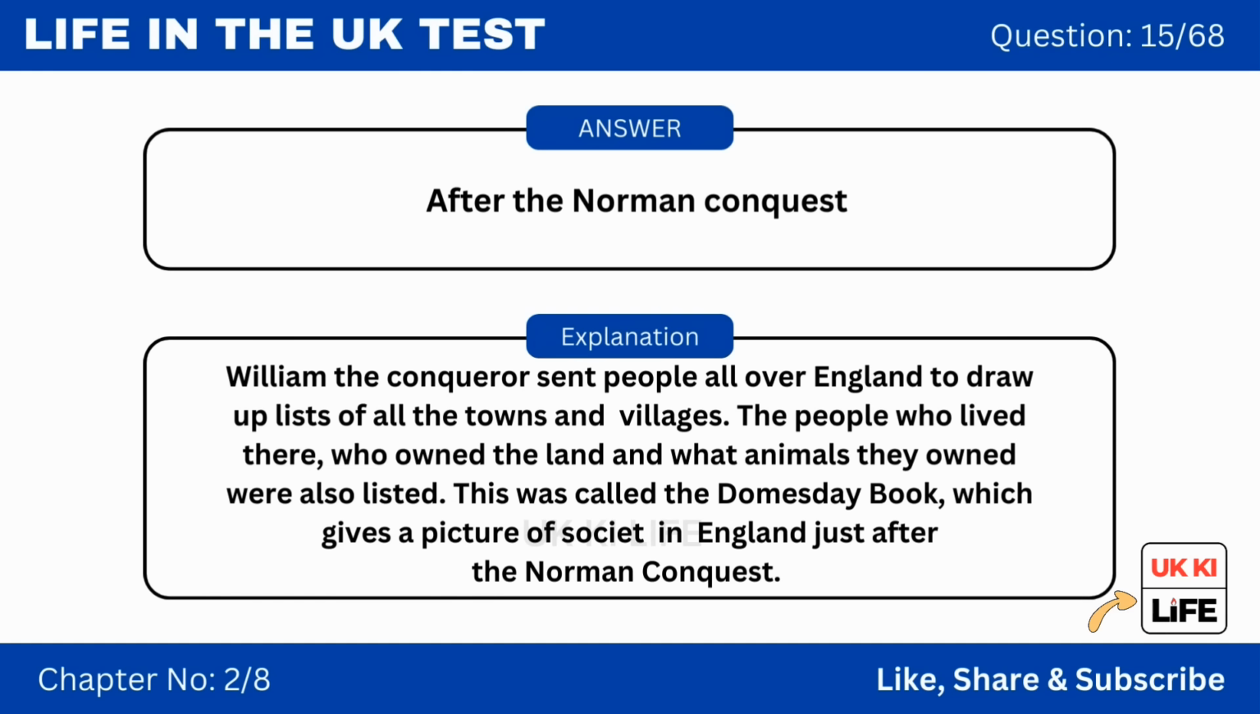Explanation. William the Conqueror sent people all over England to draw up lists of all the towns and villages. The people who lived there, who owned the land and what animals they owned were also listed. This was called the Domesday Book, which gives a picture of society in England just after the Norman conquest.